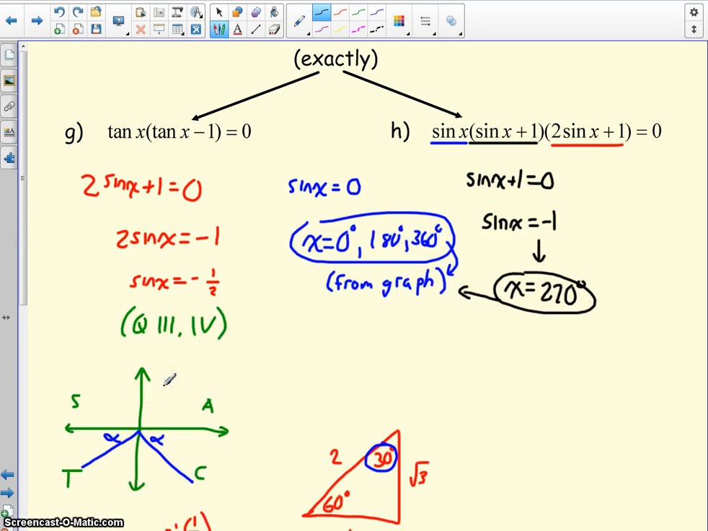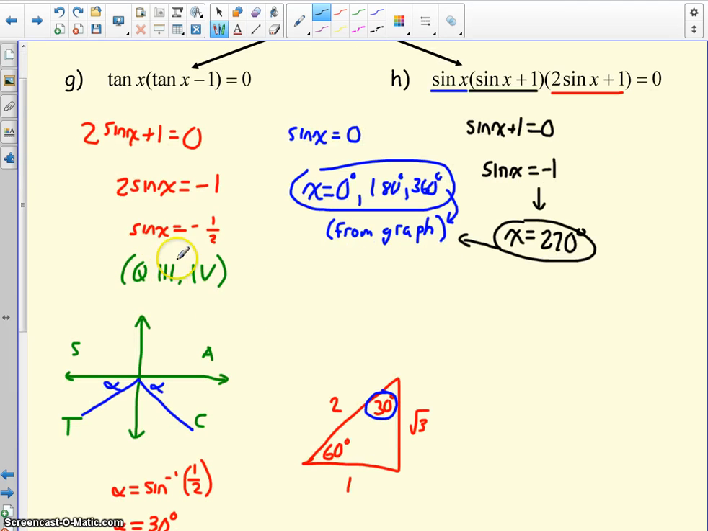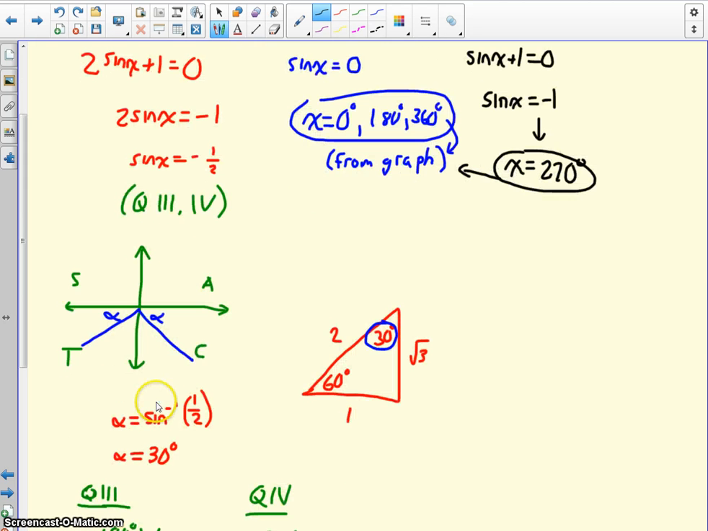Okay, so you get a boatload of different answers for this one. Let's take it through step by step here. So I'm going to start with the red one, 2 sine x plus 1 equals 0, which led me to sine x equals negative a half. So the sine ratio is negative in 2 quadrants. It's going to be quadrant 3 and quadrant 4. So if I want to find the alpha, alpha will be the sine inverse of positive a half.